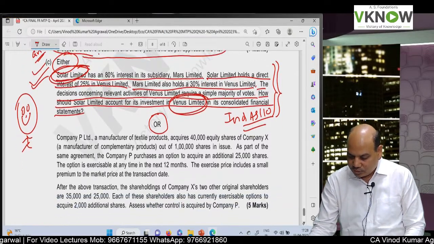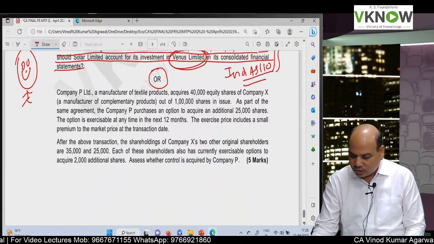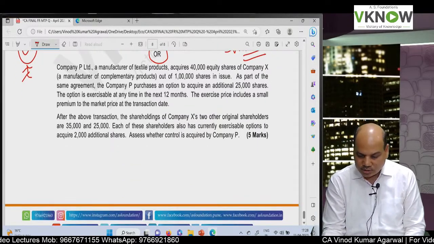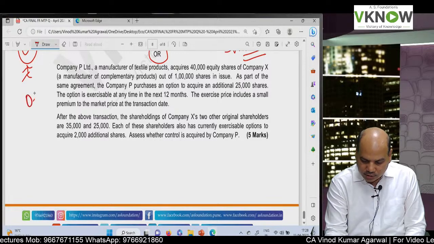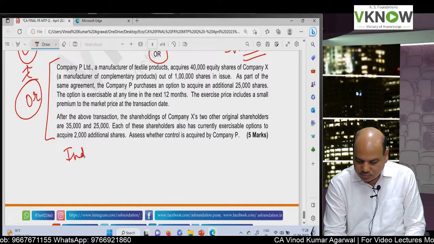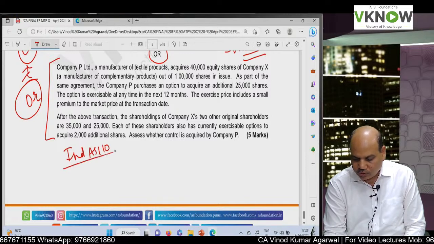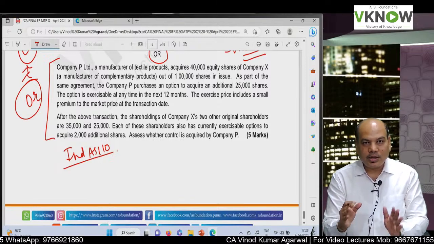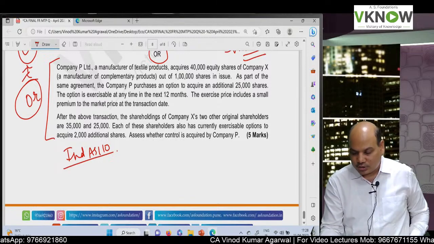Okay. So do you cover theory also in the class? Yes students, we cover theory also in class, and this was either-or. This is also based on Ind AS 110. So this time there was no question on consolidation numericals, rather there were theory questions on consolidation.